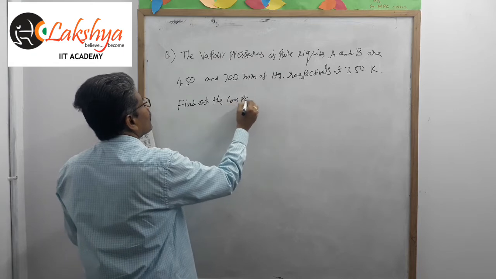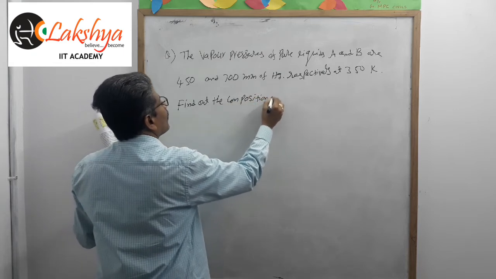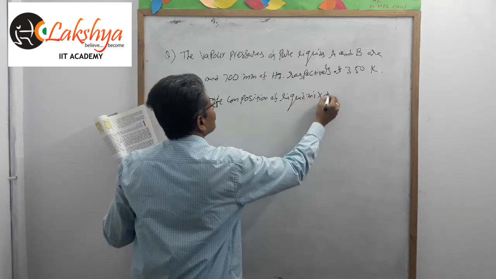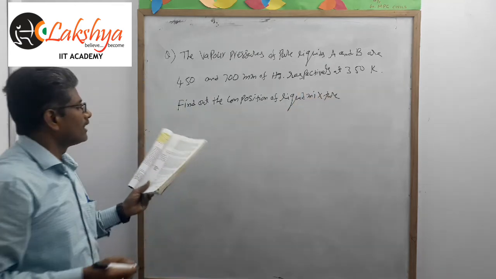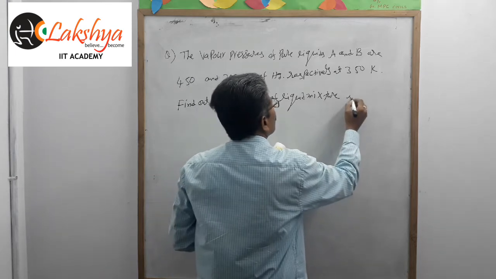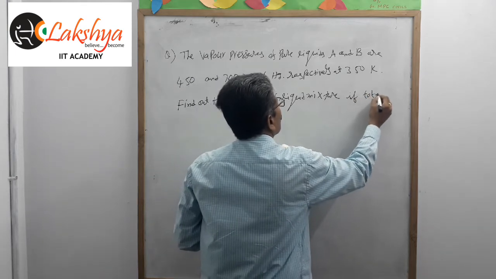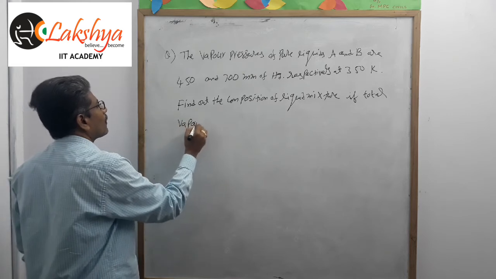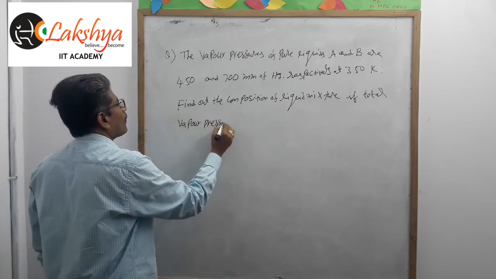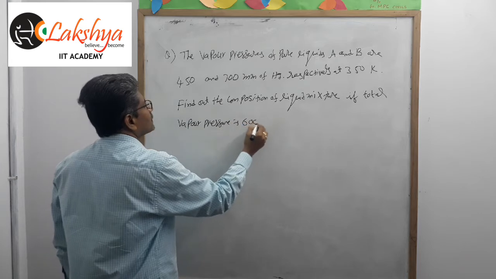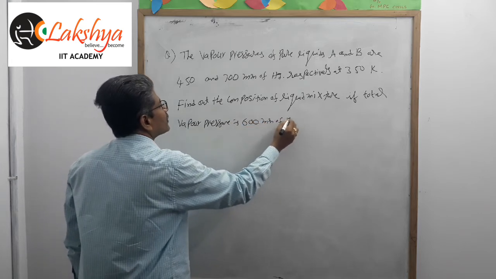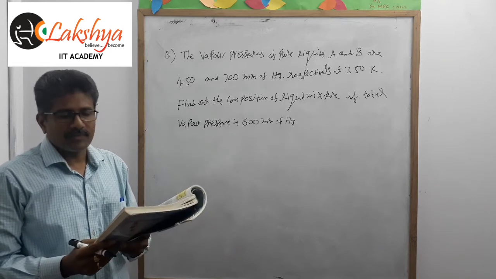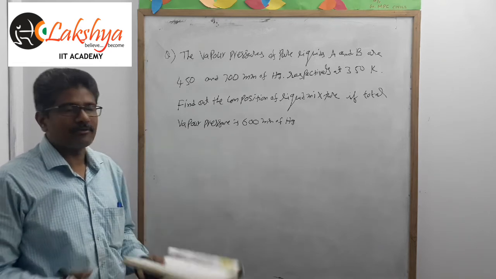Find out the composition of the liquid mixture if the total vapor pressure is 600 millimeters of mercury. Also find the composition of the vapor phase.